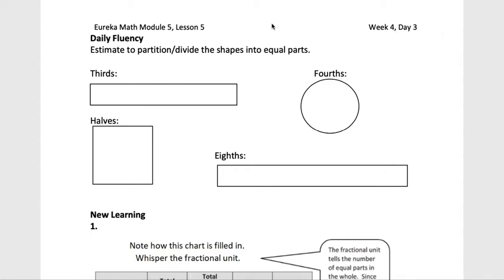It says that this is from Module 5, Lesson 5 of our curriculum. What it would ask you to do in the beginning is just to partition, which also means to divide the shapes into equal parts. So for our first little figure right here, this long rectangle, you would make them into equal thirds to make sure there's 3 equal sections. And then you would complete the rest of the figures, so fourths, eighths, and halves.